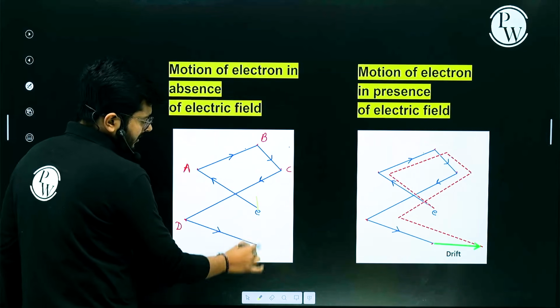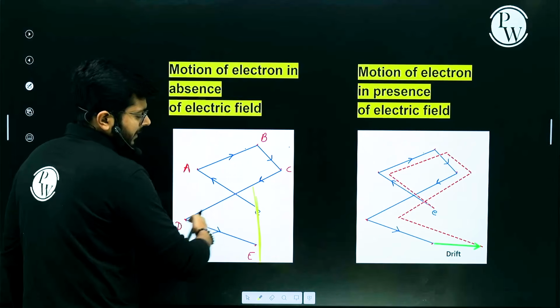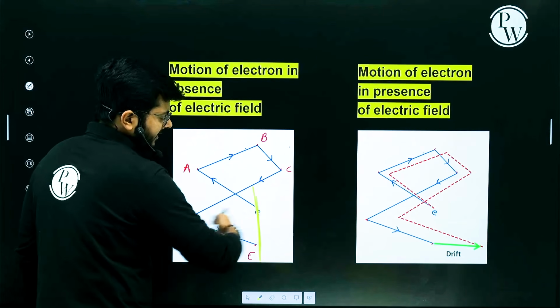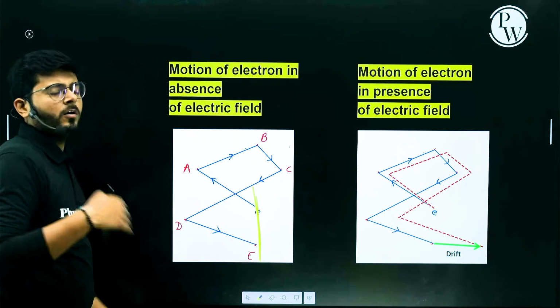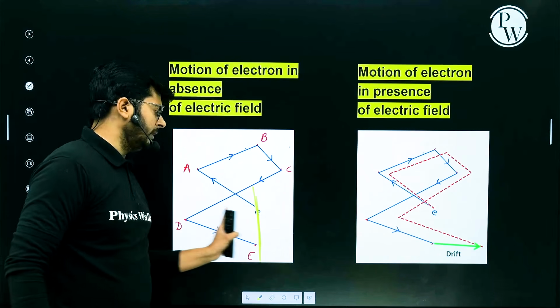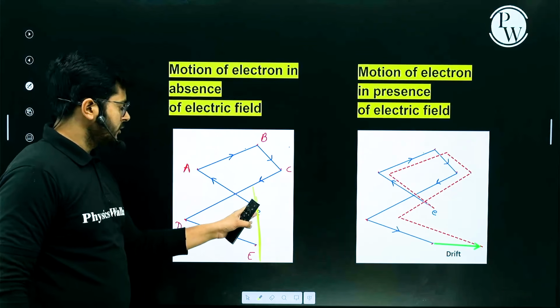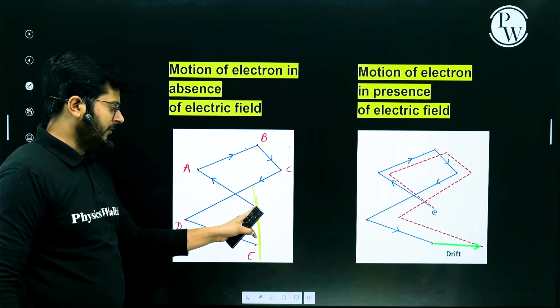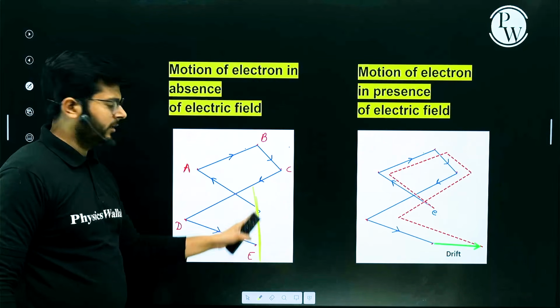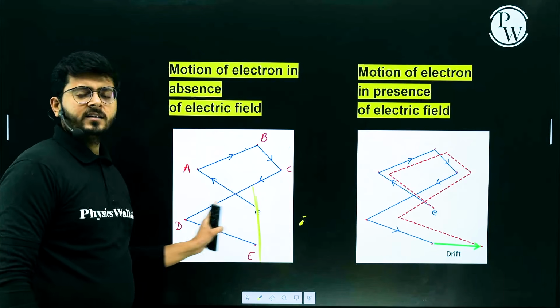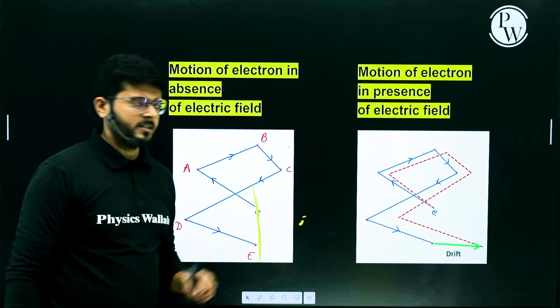over here. So you see that there is no net displacement in the direction of the electric field or opposite to it, or there is no electric field right now. So along the axis of the conductor, there is no net movement, right? The electron started over here and ended over here. So the displacement along the conductor is zero, which is why it is not causing any current.